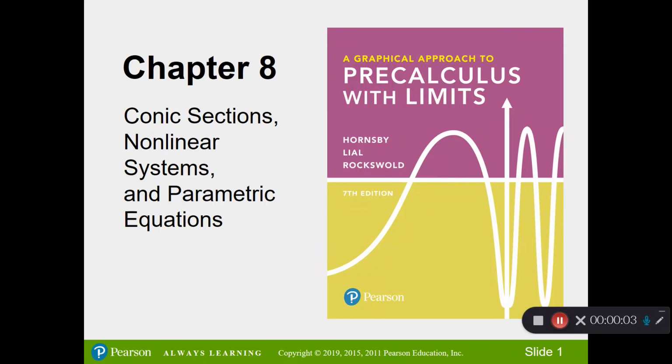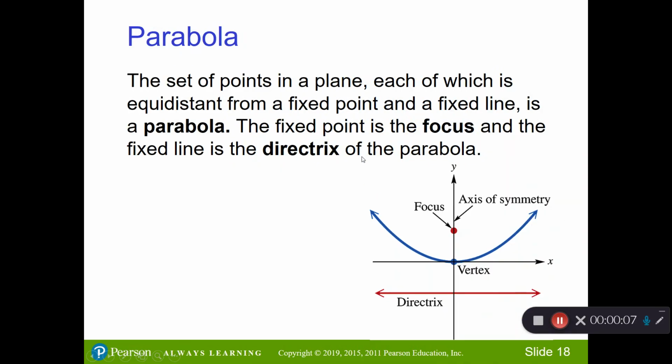All right, now continuing with our conic sections, let's talk about parabolas. A parabola is the set of all points in the plane that are equidistant from a fixed point called the focus and a fixed line called the directrix. So the distance here is the same as the distance here. That's true all the way along. The distance here is the same as the distance here.